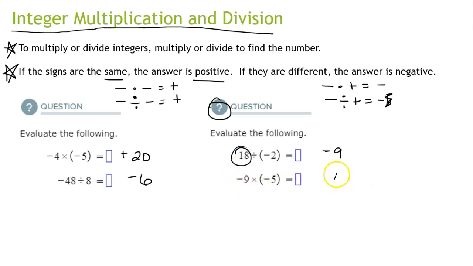For this one, 9 times 5 is 45. The signs are the same, so it's positive. Again, we don't care about the larger number because if the signs are the same, it's always positive. Make sure you have all this written down before we move on to the next slide.